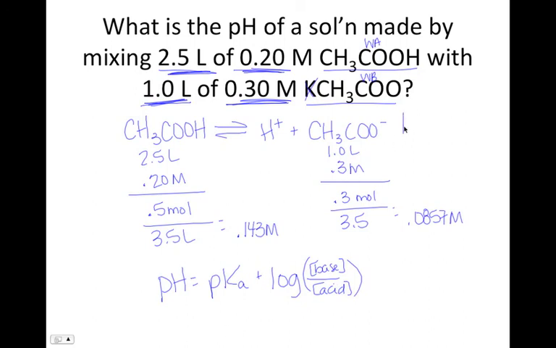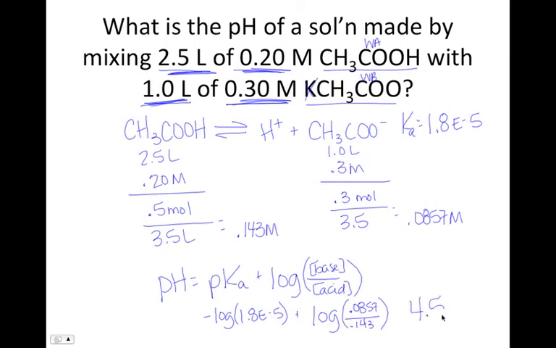If you haven't got this memorized by now, I'm surprised, but the Ka of acetic acid is 1.8 times 10 to the negative 5. So we take the pKa, which is the negative log of 1.8 times 10 to the negative 5, plus the log of the base concentration, 0.0857, divided by the concentration of the acid, 0.143. Plug all this into the calculator, and you end up with 4.52.